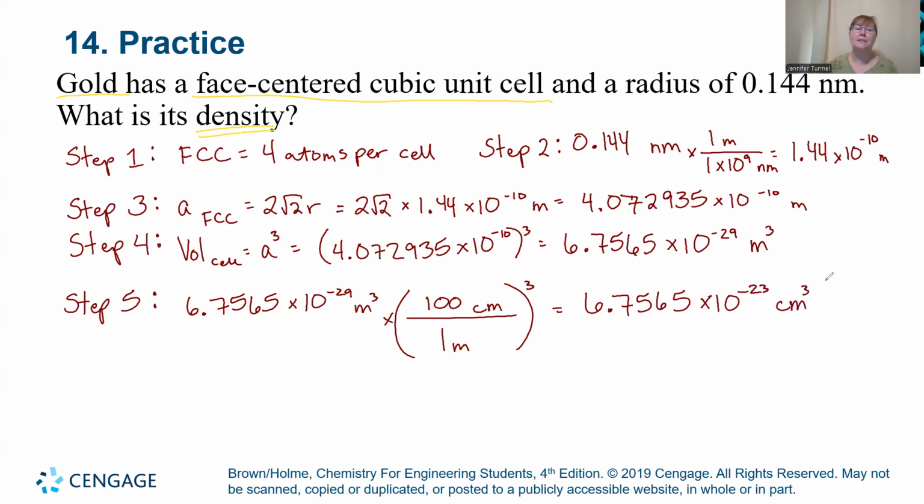And that's because the density of a solid is always going to be in grams per cubic centimeter. And that's why we had to go to centimeters cubed. We couldn't leave it in meters cubed.